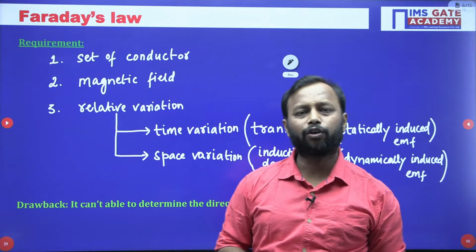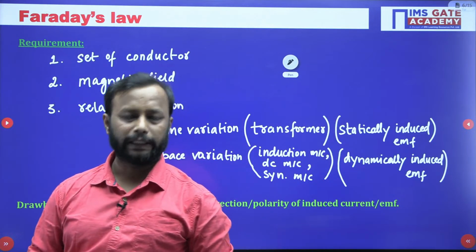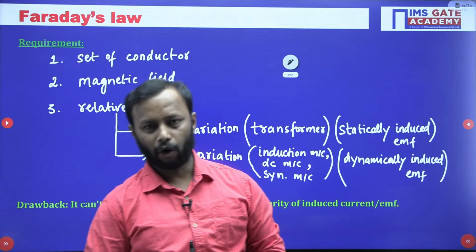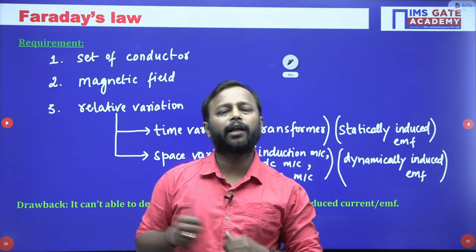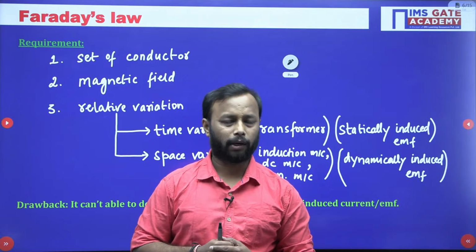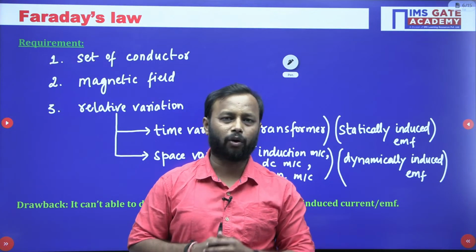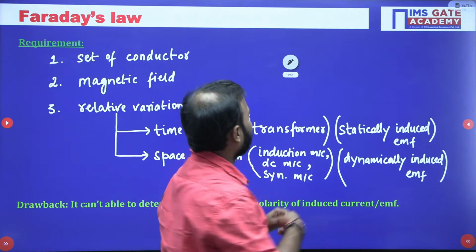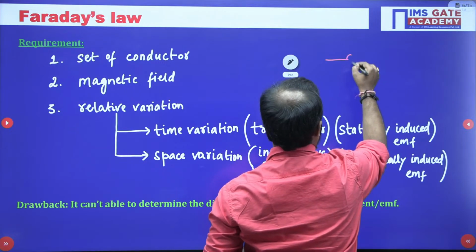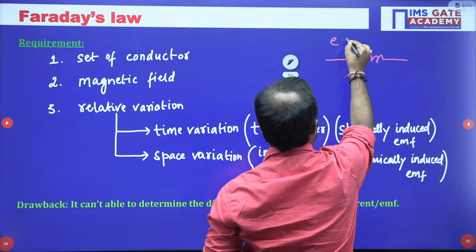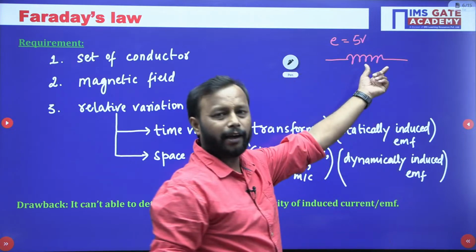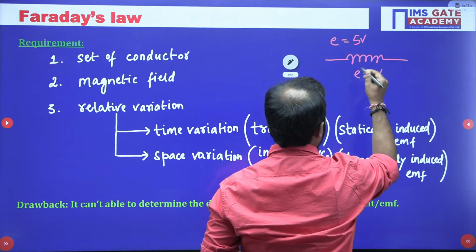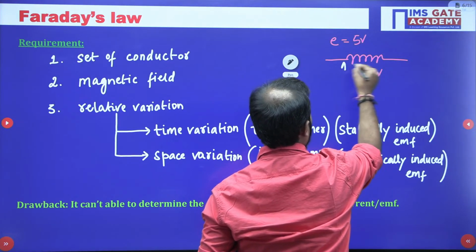But is there any drawback of Faraday's law? Yes, we have a drawback. And what is it? The drawback is it will tell you about the magnitude only. It will tell you about the magnitude only. But what about polarity? ठीक है, let me take an example. Suppose this is a coil and an EMF of E, let me take 5 volt, is inducing in this particular coil. So 5 volt E is inducing in a coil. Let me take this point as A and this point as B.